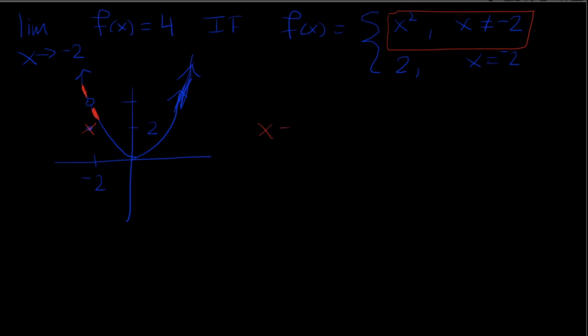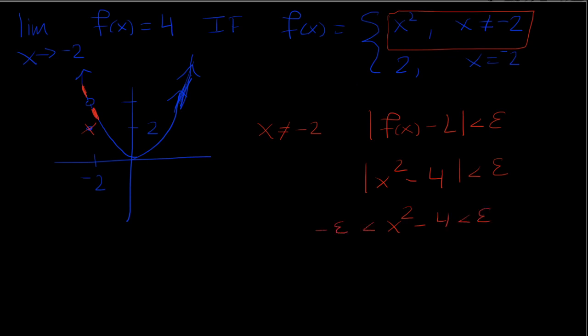So if we consider x not equal to negative 2, we'll be taking the absolute value of f of x minus my limit being less than epsilon. My function we said is x squared. My limit is 4. And so x squared minus 4 will have to be between negative epsilon and epsilon. At 4, I get 4 minus epsilon less than x squared less than 4 plus epsilon.